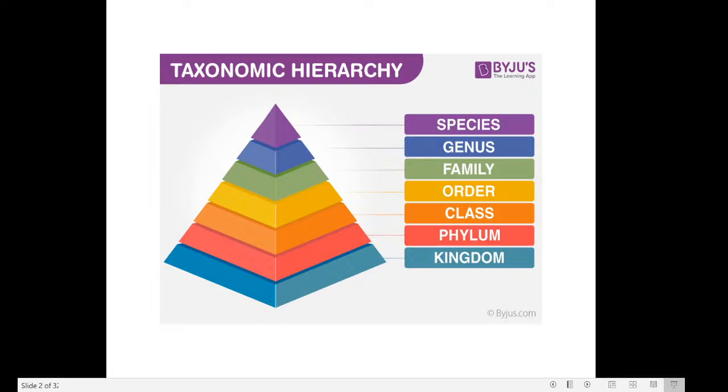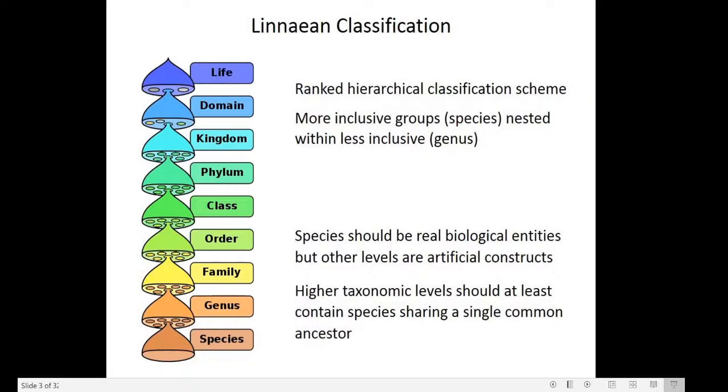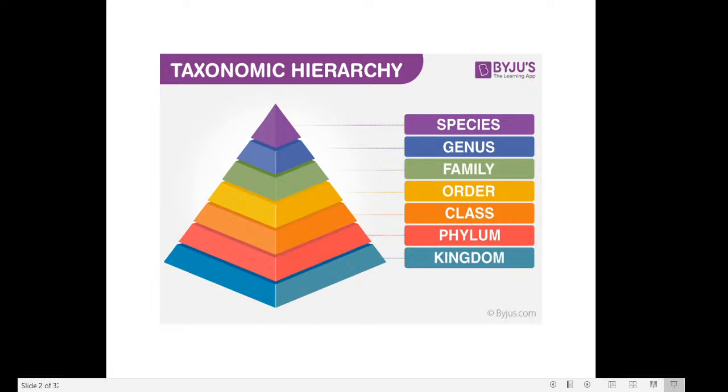They ask it in nearly 4 or 5 question papers, this kind of hierarchy order. So I have included this as an important concern. Next in this taxonomy, the first thing is the classification. Here you can see the 7 steps.